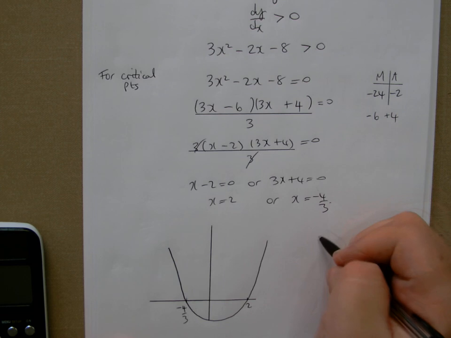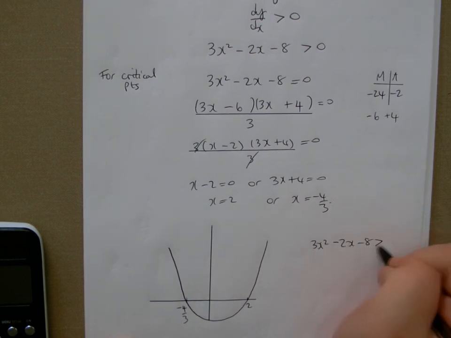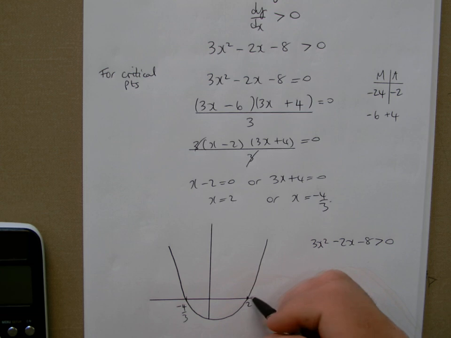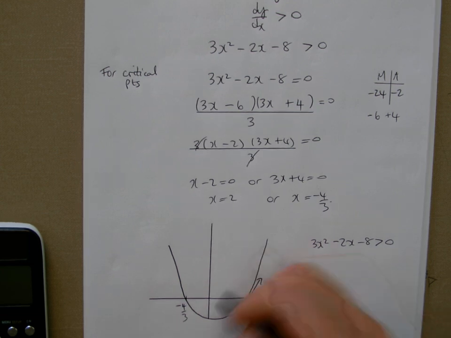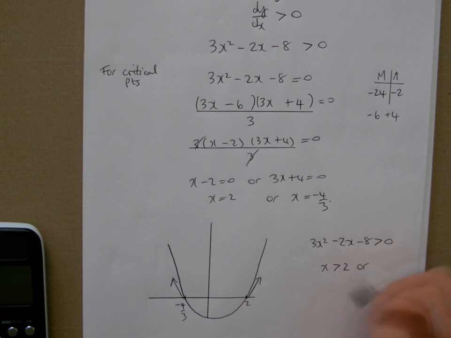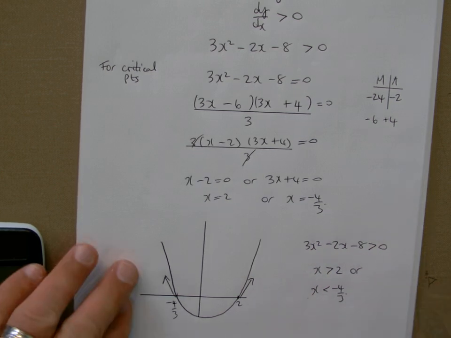Now remember, we were interested in when the gradient was positive. So focusing on these critical points, where the quadratic is equal to 0, where it's greater than 0, it'll be that way, won't it? That's where the curve is greater than 0 in that way. So we could say x must be greater than 2, or x has got to be less than minus 4 thirds. So that's where it's positive. And that actually fits in nicely with my diagram here, doesn't it?